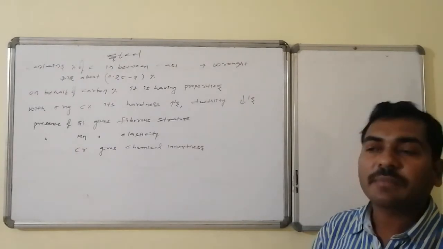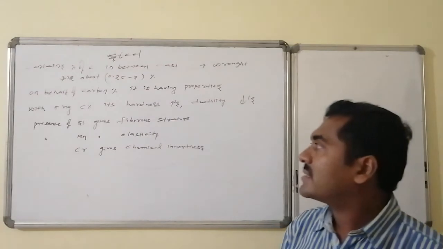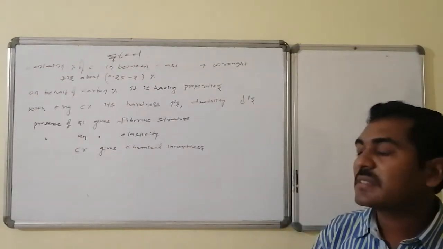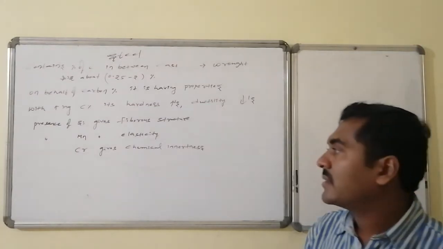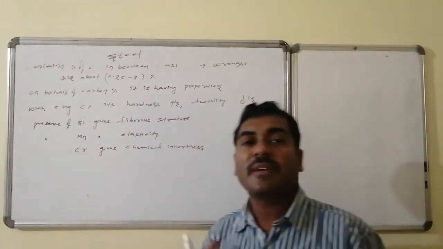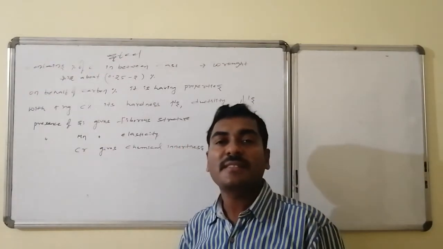With increasing carbon percentage, its hardness increases and ductility decreases, whereas silicon gives the fibrous structure to the steel, manganese gives the elasticity property and the tensile strength, and chromium gives the chemical inertness behavior for the steel. As these increase, these properties increase in the steel.